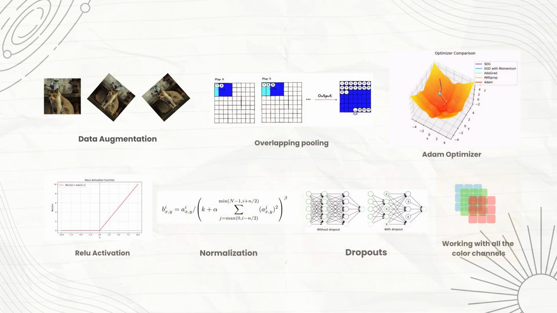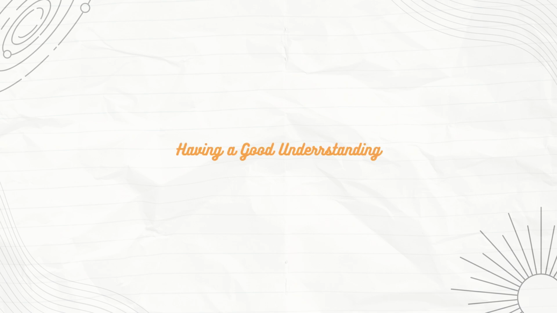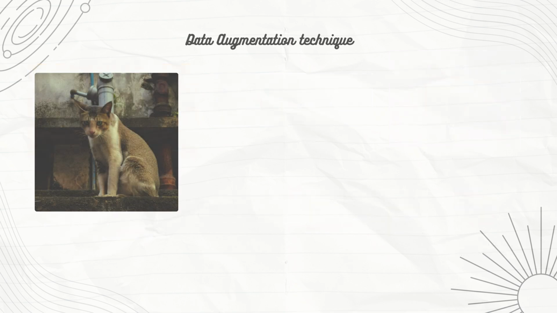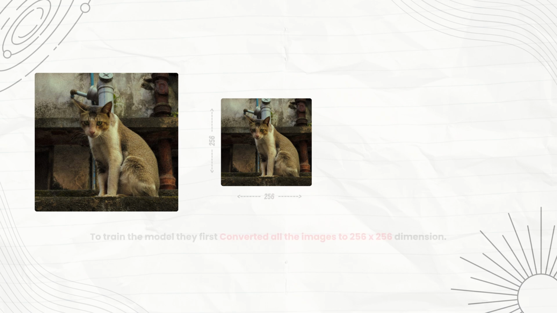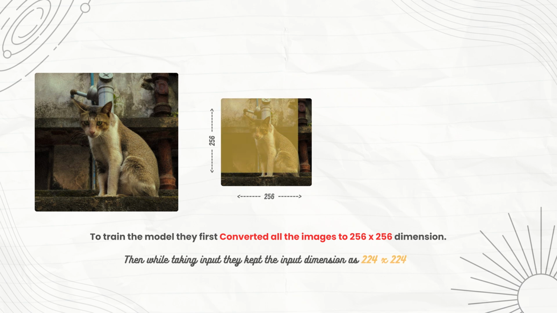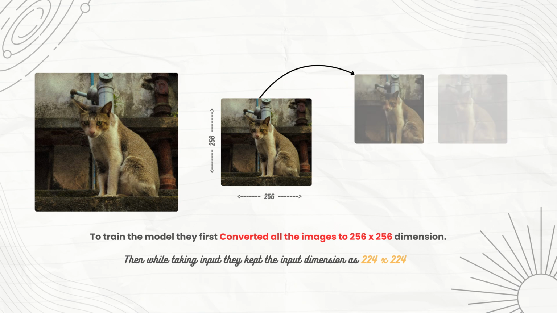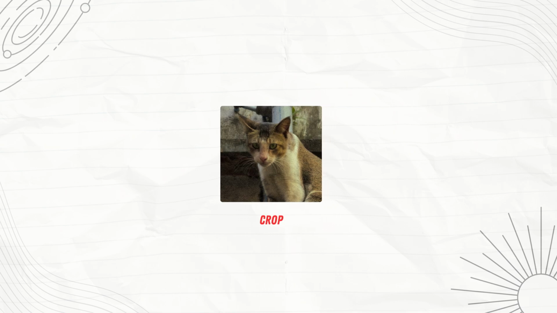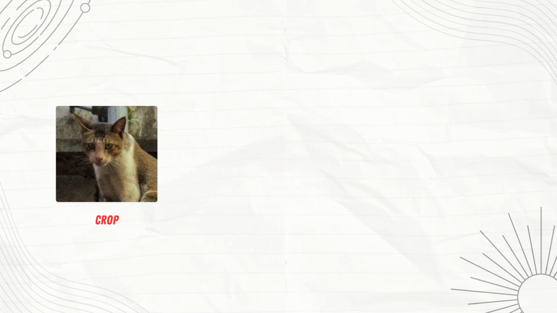The big picture idea I want you to take away from this video is a good understanding of the techniques used, because if you want to use these ideas yourselves, having a good understanding will give you a genuine edge. Now, let's begin with data preprocessing. The researchers took all the images from the ImageNet dataset and resized them to 256 by 256 dimensions. But the input dimension to the model they kept as 224 by 224. By doing this, they got multiple images from one image. So they randomly cropped 224 by 224 images from the 256 by 256 image.